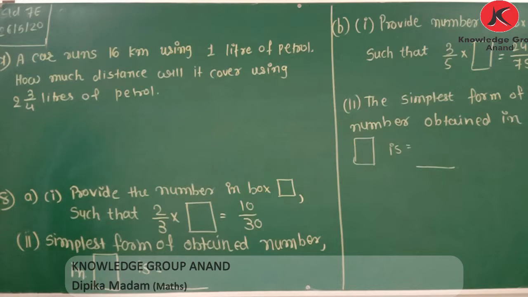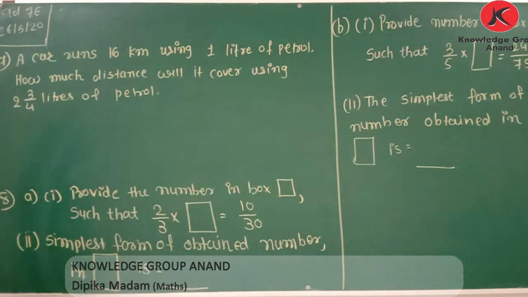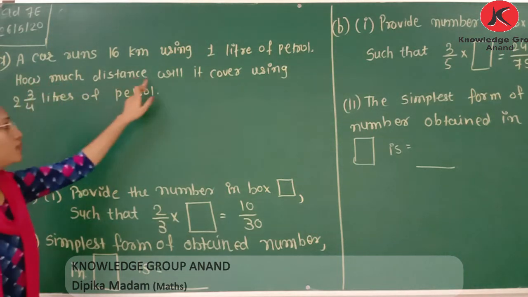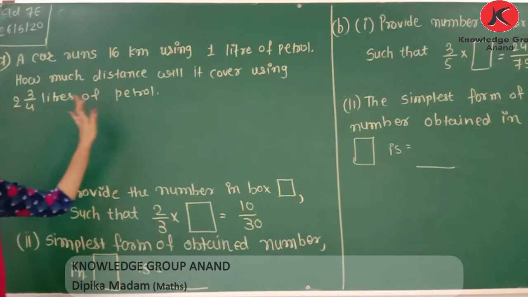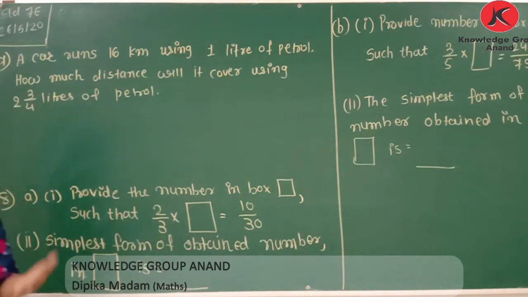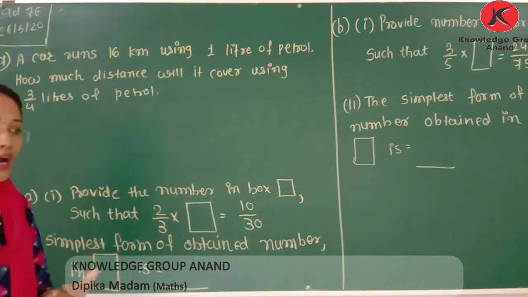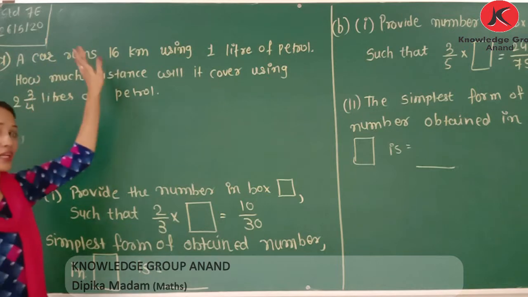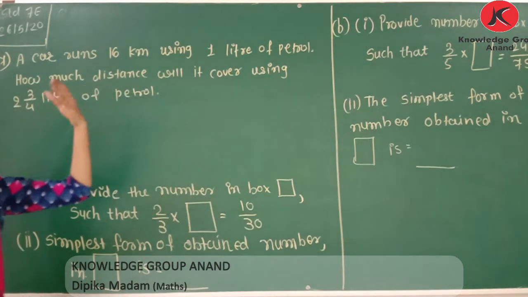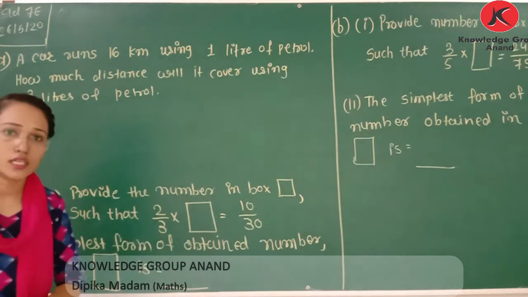Now example 7. A car runs 16 km using 1 liter of petrol. How much distance will it cover using 3 by 4 liters of petrol? In 1 liter of petrol, how much distance does it cover? 16 km. Okay, and if we are counting for 2 liters, how much does it cover? If it is 16 km in 1 liter, then in 2 liters, 32. The same, we are multiplying the number with the 16.